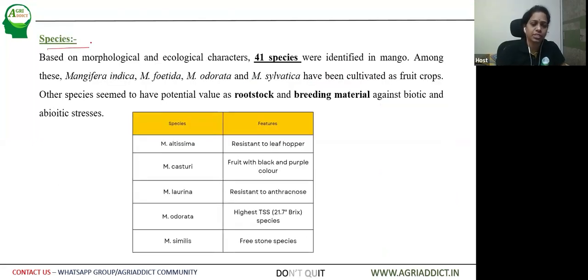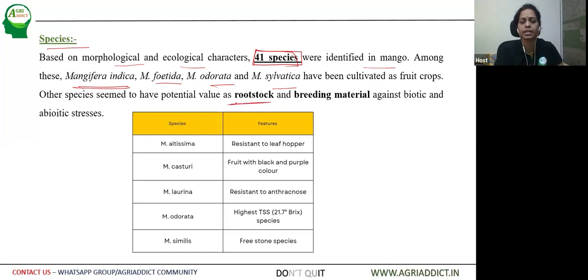Then the energy value for 100 grams of edible pulp is around 60 kilocalories. Then the species. So here we have seen Mangifera indica is a species which is largely cultivated over the entire country. But if you look into the morphological and ecological characteristics, around 41 species of Mangifera have been identified. Among those, Mangifera indica, as I've already mentioned, then foetida, odorata, and sylvatica have been cultivated as fruit crops to some extent in some places. Then other species have edible fruits also, and seem to have potential value as rootstock.